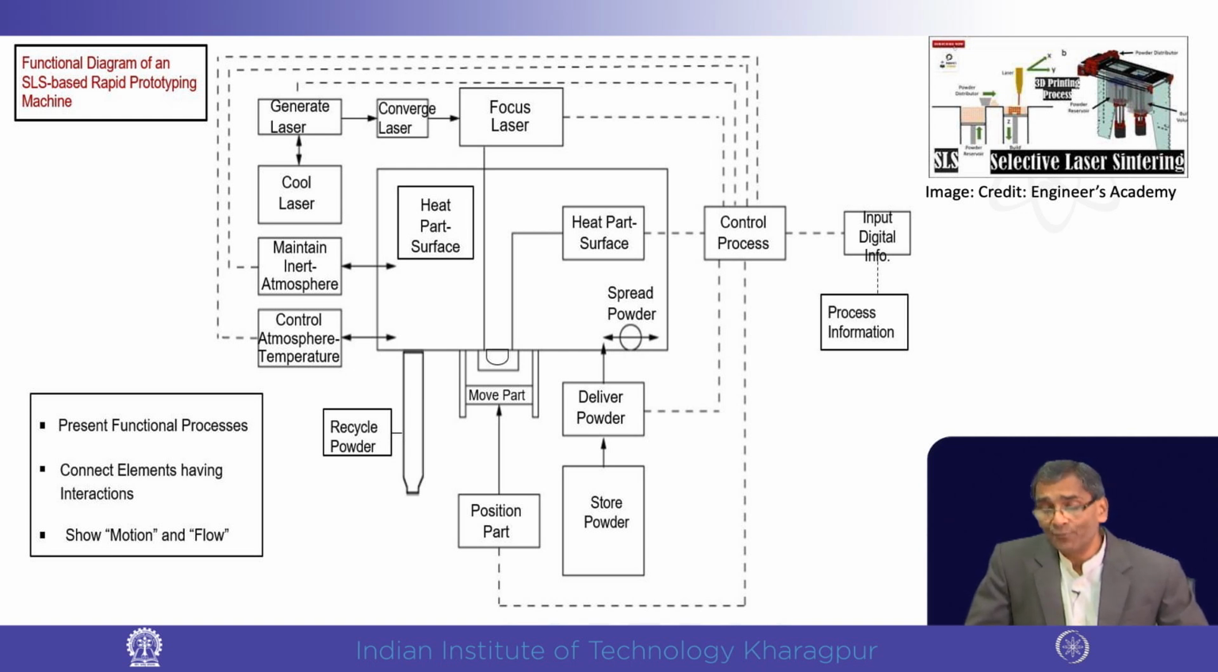Then input digital info, but from where will this work happen? It has to be a file, a CAD file, which is given as input, and this processing happens, and the process information comes ultimately from a computer. So, this is the functional diagram of a rapid prototyping machine working on the principle of laser sintering.